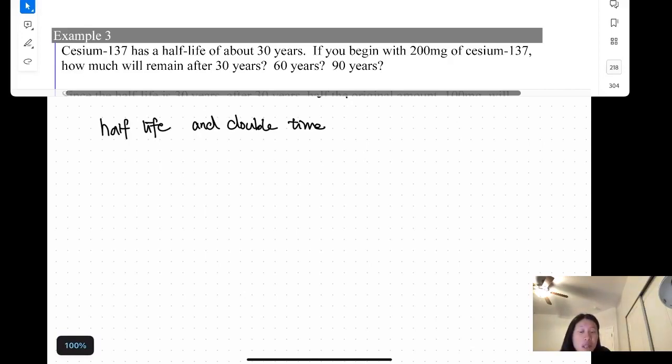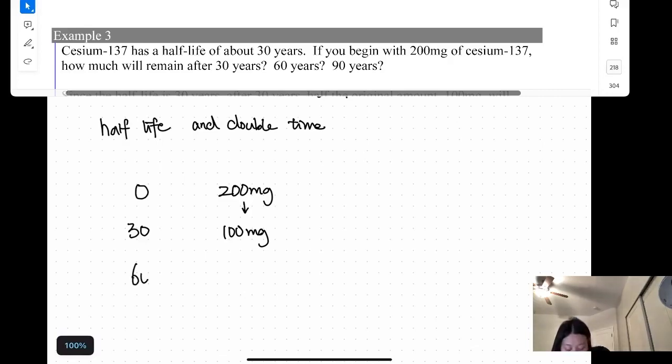That means after 13 years, the cesium is going to remain at 50% of its original mass. So the original mass is 200 milligrams, right? Its half-life is 13 years. So after 13 years, it remains half of what it originally was, which is 100 milligrams.